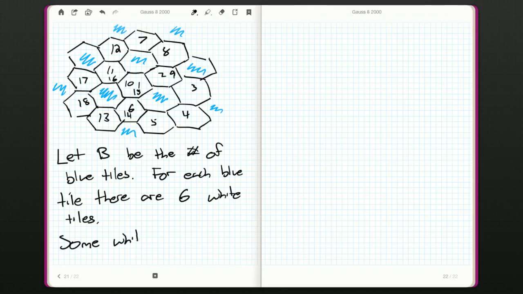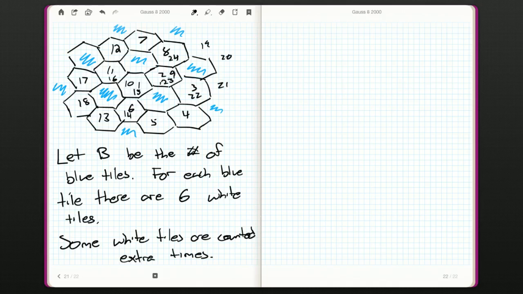But some white tiles are counted extra. This one here in the middle has been counted 3 times, when if we're trying to count up the number of white tiles, we really only should be counting him once. And these ones beside him have been counted up twice. And if I were to then use this blue tile over here, I'd get to 19, 20, 21, 22, 23, 24. This white tile has been counted a 3rd time.